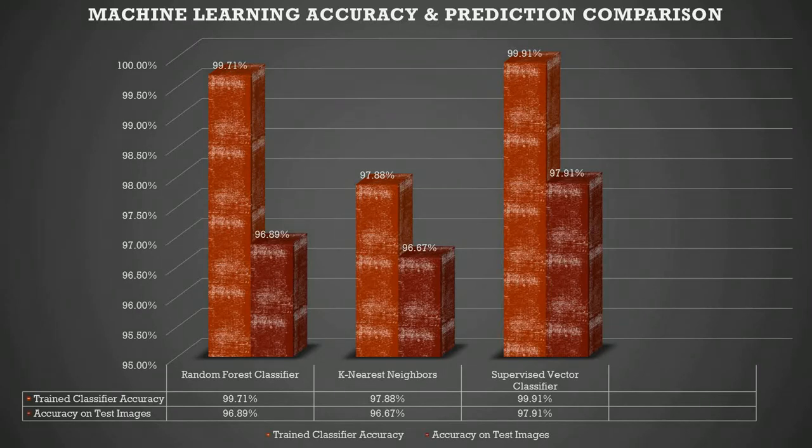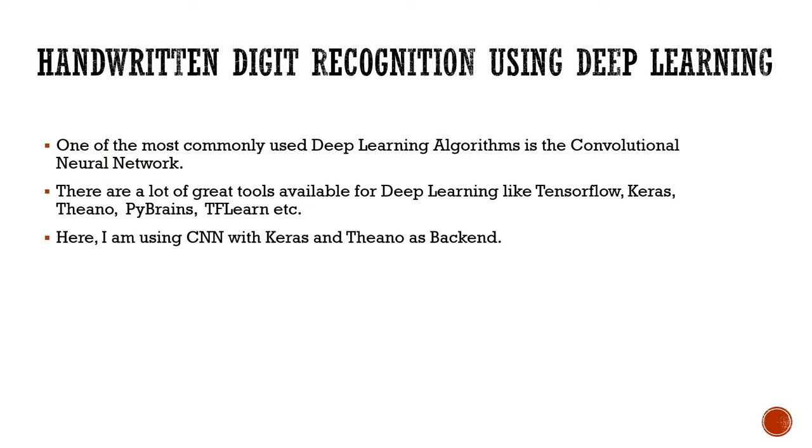But we see that there is still an error of 2 to 3 or 4%. Even an error of 2% matters: instead of sending an envelope to address 100, if it predicts the 1 as an 8, your letter may be mistakenly going to address 800. That's not possible. We don't want that. So let's see what deep learning offers us.